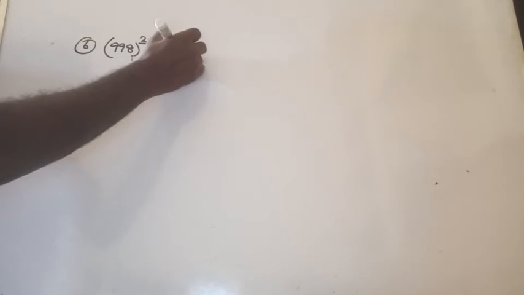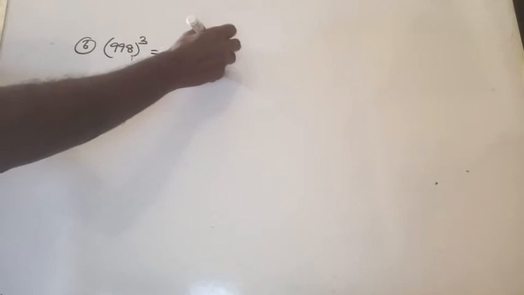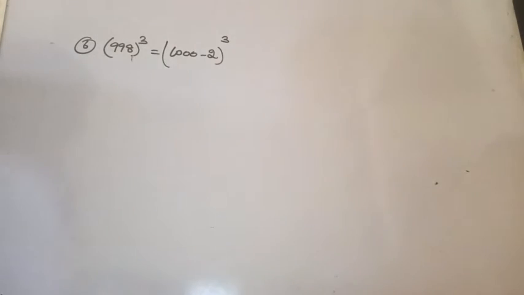Look at question number 6. Using a suitable identity, evaluate 998 the whole cube. So you can write 998 as 1000 minus 2 the whole cube. Am I right here? Yes.